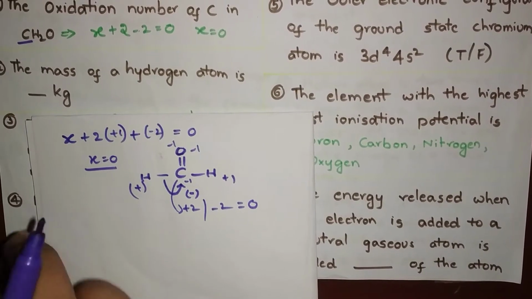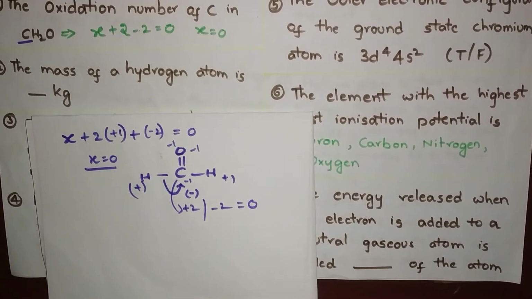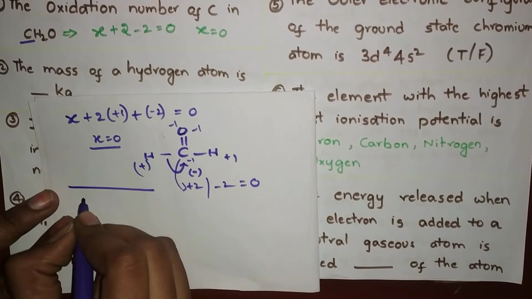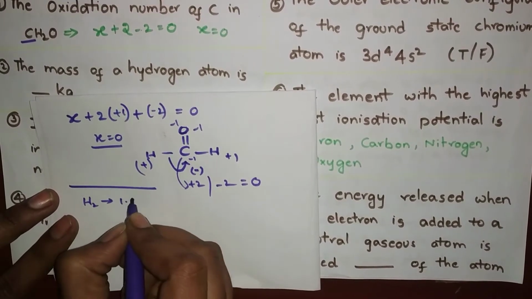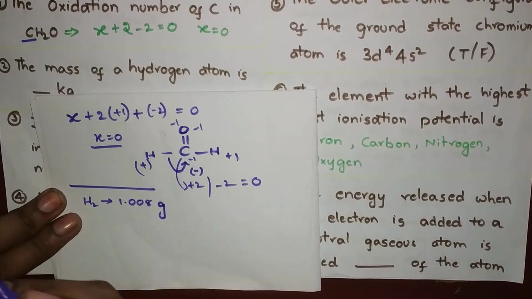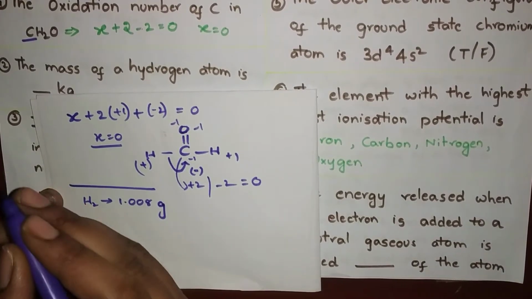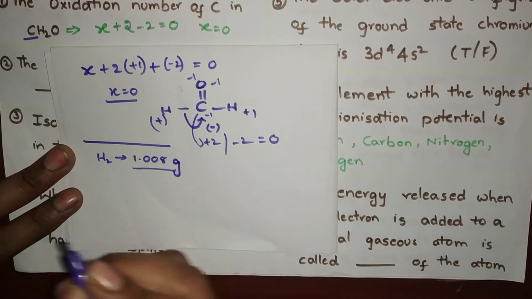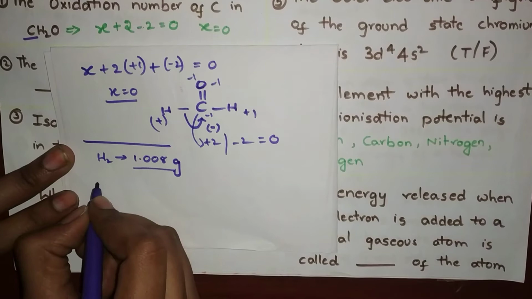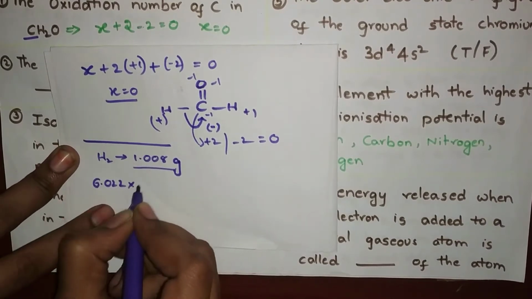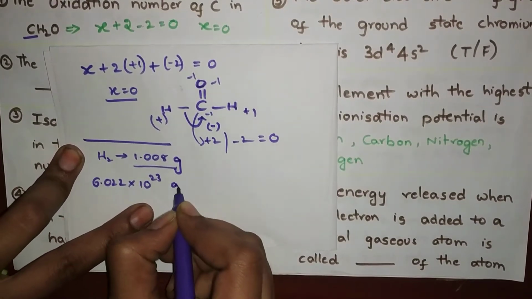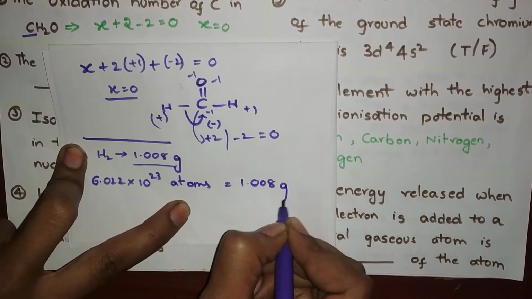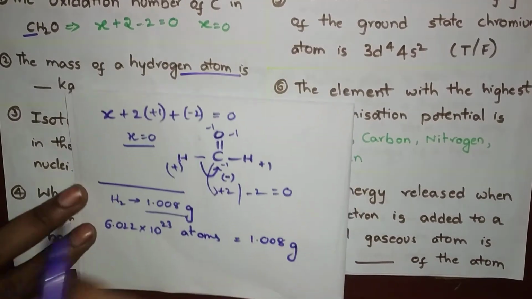See the second question. You have to find the mass of hydrogen atom, that too in kg. So let me tell you that hydrogen atomic mass is 1.008 grams. It means that 1 mole of hydrogen atom weight is this much. 1 mole contains Avogadro number of atoms, right? So 6.022 into 10 to the power 23 atoms. Weight is 1.008 grams. You have to find the 1 atom.